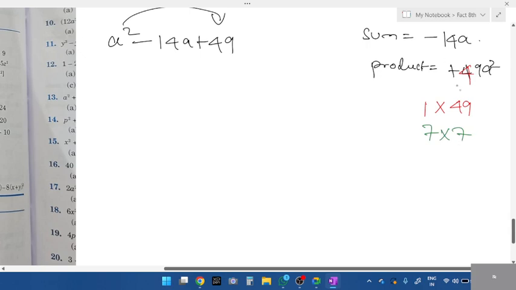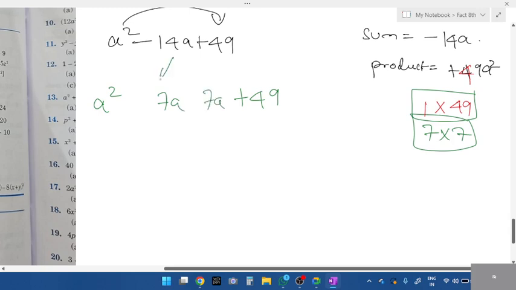So which pair will give 14? If I add and subtract, which one gives 14? 7 and 7? Okay, look here. Let me write a square plus 49 as it is. 7a and 7a. Is this clear? Till here, did you all understand? Now, minus is given, right? Can you see minus? So this minus you have to split twice, students, not plus.